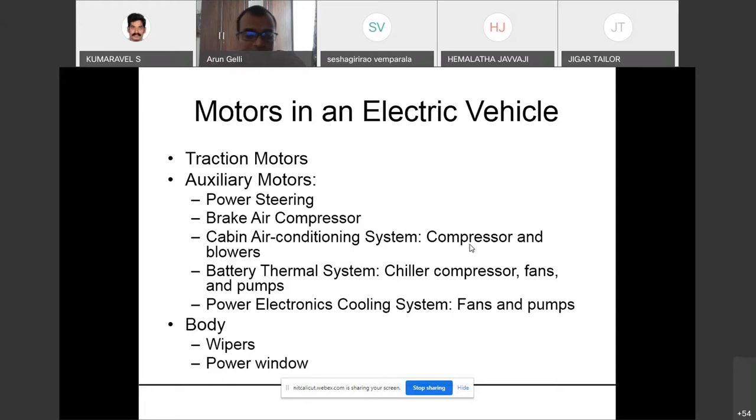Motors, which is wipers or power windows that we are also seeing in a conventional IC vehicle. So these are the various loads that are available on the vehicle, or an electric vehicle to be specific, where these motors are useful for doing various functionalities in order to have a smooth ride.